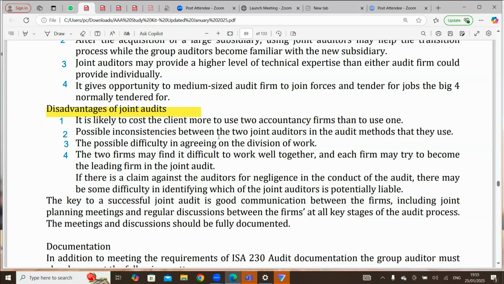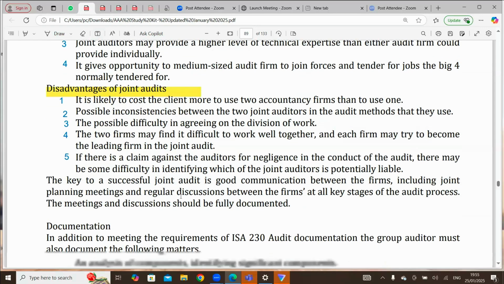Yes, they said that if there is a claim against auditors for negligent conduct of an audit, there may be some difficulties at identifying which joint auditor is liable. Okay, this is another point, the fifth one, that if there is negligence, who will come and take responsibility that, oh, I'm the one that did the wrong thing. So it may be hard trying to get who was negligent if a claim of negligence arises.